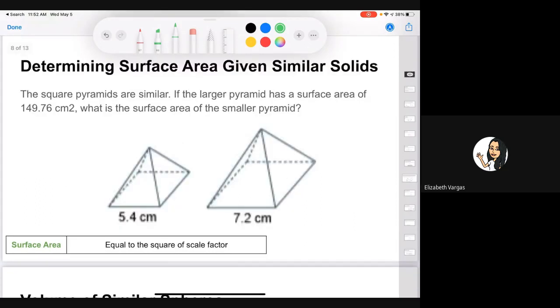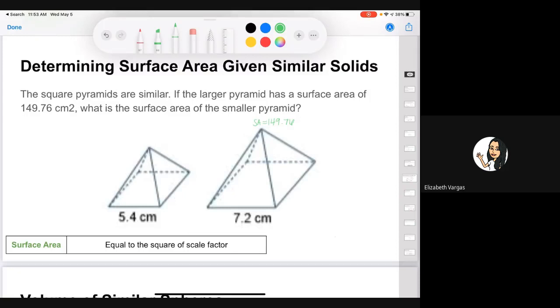Okay. Here is another example. Here we're also working with surface area. It says determine surface area given similar solid. So here we have similar solids. And in this question, we're told the square pyramids are similar, so they are similar shapes. If the large pyramid has a surface area of 149.76 centimeters squared, what is the surface area of the smaller pyramid?